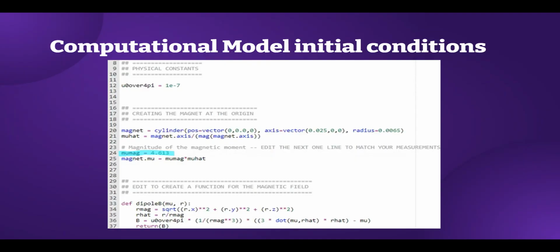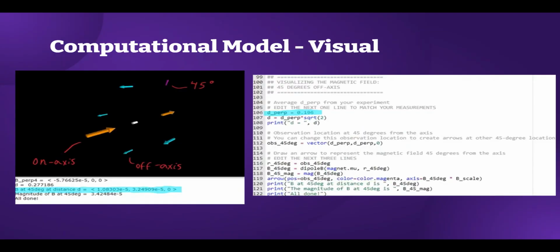The first step is to create a function for the magnetic field and set up our initial conditions, particularly the magnetic dipole moment we found in the previous steps. Here I coded the visual aspect of the model. To do this, I specify the magnitude and direction of the two on-axis arrows, four perpendicular off-axis arrows, and one arrow 45 degrees from the axis.